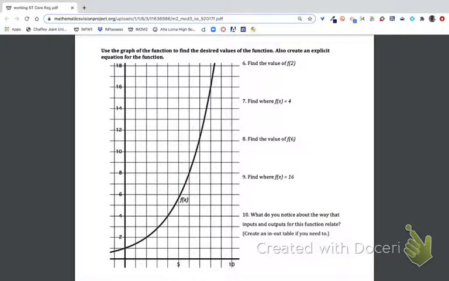For number 6, you've got the value of f of 2. So here's the thing about f of 2. That is your output. That is your y value. So what is the value when x equals 2? What is the y value? So you can look on the graph and you can see at x equals 2, your graph has a y value. Whoa. F of 2 is 2.